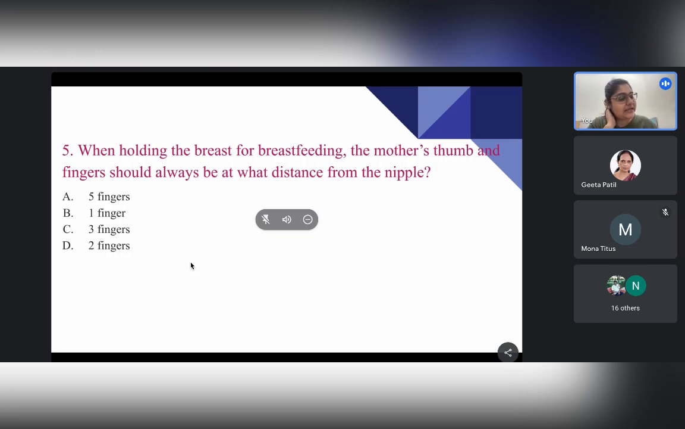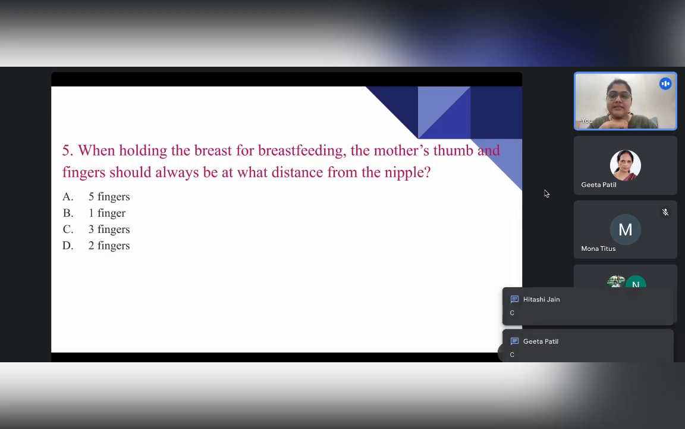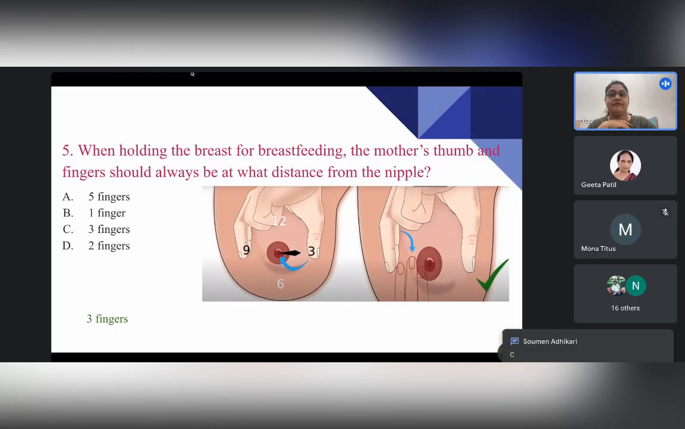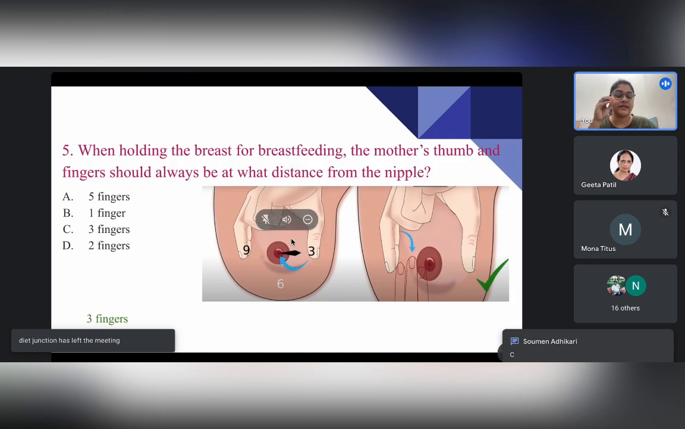I suppose somebody had also posted this topic as a query, as in this is not related to the options. I think the answer is C, definitely. So when holding the breast for breastfeeding, the mother's thumb and fingers should always be at a distance. At what distance from the nipple? So as all of you have very rightly said, it should be 3 fingers, right?